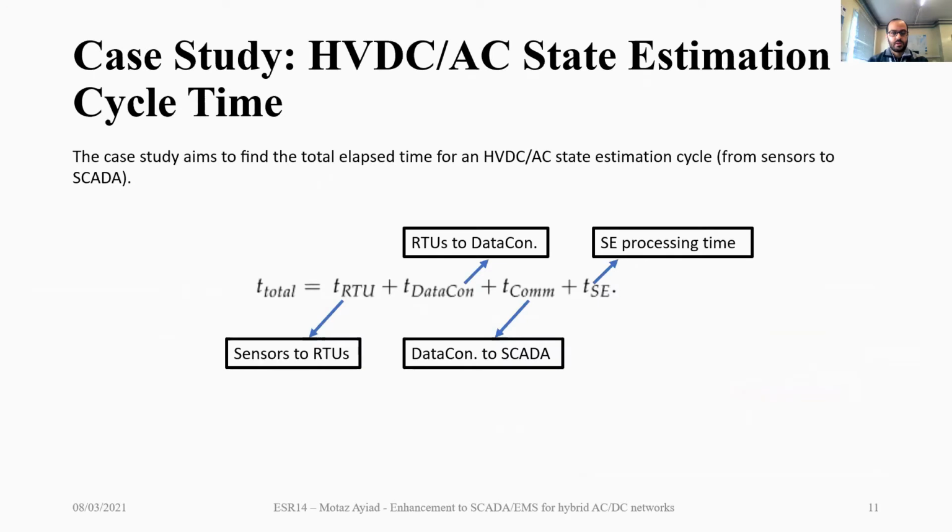To validate our analysis, we established a case study that aims to find the total elapsed time for an HVDC AC state estimation cycle. In other words, we are trying to find the total time that elapsed from sensors to RTUs, and from RTUs to data concentrators, then from data concentrators to SCADA, and finally the state estimation processing time.